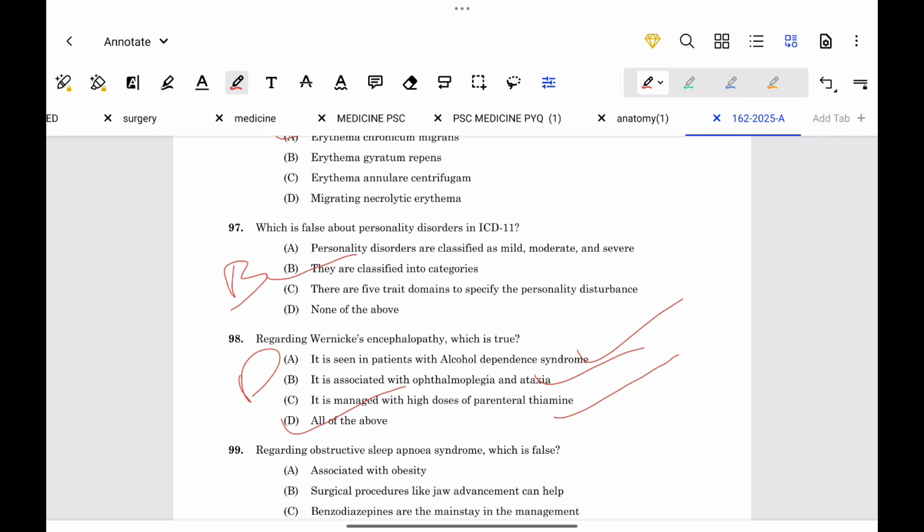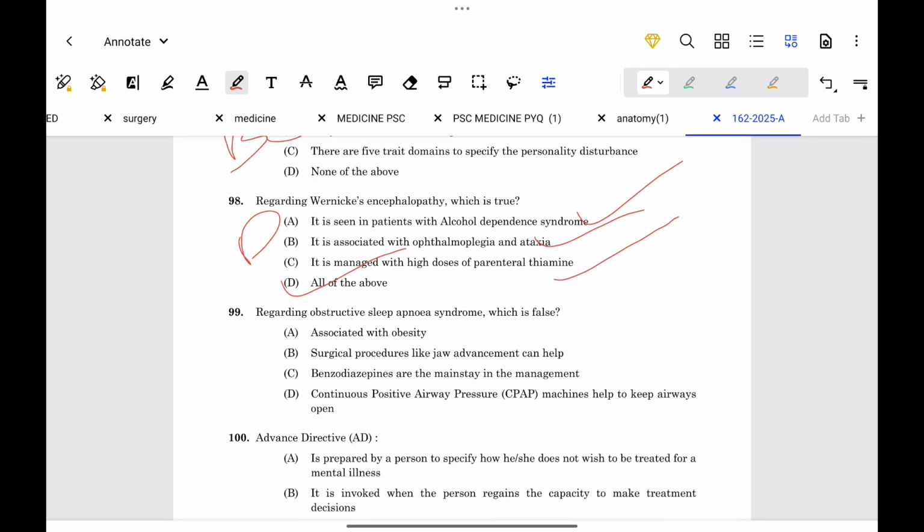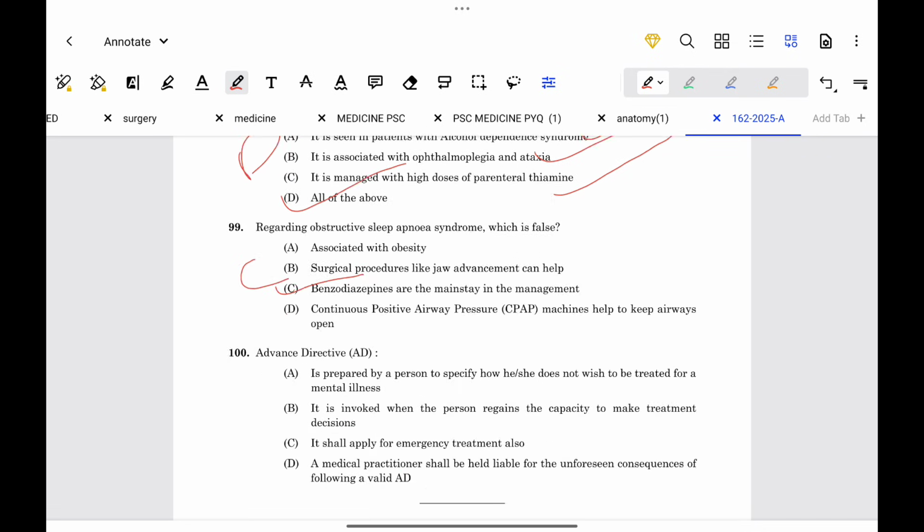Option D. Regarding obstructive sleep apnea, which is false? In sleep apnea, we are not giving benzodiazepines as a treatment. So option C. Advance directive. It is prepared by a person to specify how he or she does not wish to be treated for a mental illness. So option A is the correct answer. So this was the question paper discussion.